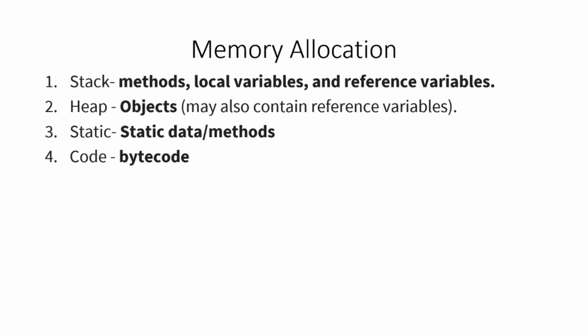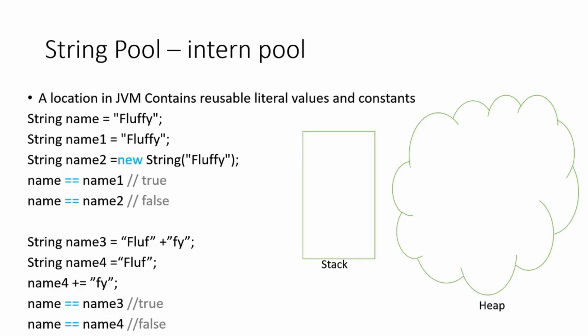Let's see the memory allocation. Memory comprises four parts. Stack contains methods, local variables, and reference variables. Heap contains objects, may also contain reference variables, and the string pool. Static contains static data and methods which are also static, and code contains bytecode. Let's see stack and heap, the two parts of the memory.